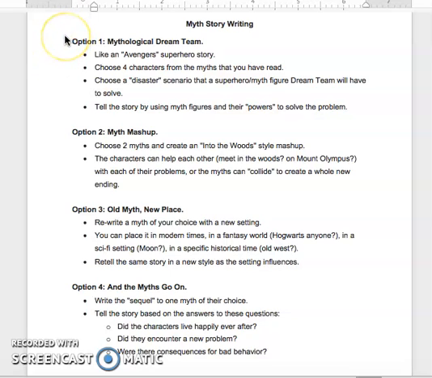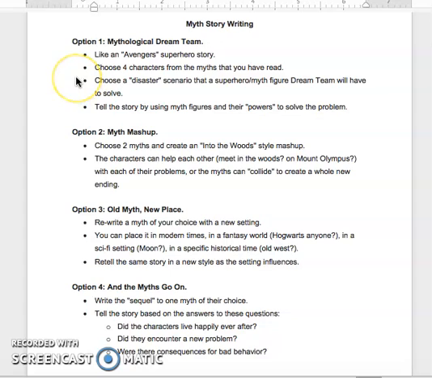For option 1, you may write a mythological dream team type of story. This may kind of feel like an Avengers superhero story. Choose 4 characters from the myths that you have read to include in your story. Think about the myth reflections you just submitted. You gave me some good reasons for your favorite characters, why you like them, what's good about them, what's interesting about them. Include them in this type of story.